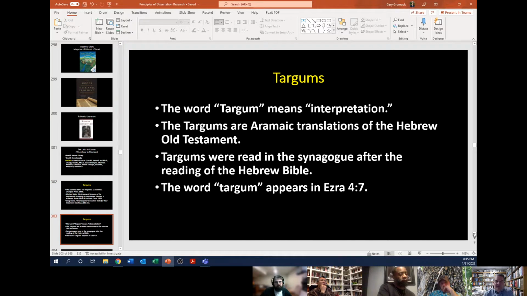So the word Targum means interpretation. And so as the Septuagint is the Greek translation of the Hebrew Bible, the Targums are Aramaic translations of the Hebrew Bible, Hebrew Old Testament, and they were read in the synagogue after the reading of the Hebrew Bible. So that's what they did in the synagogue, and the reason was that the people spoke Aramaic.